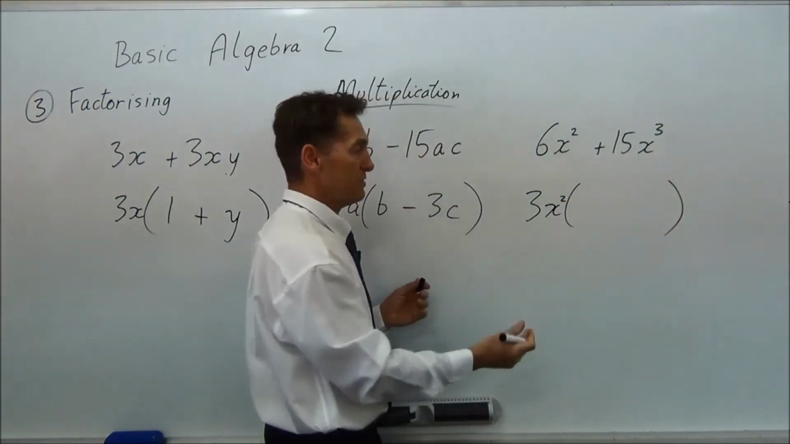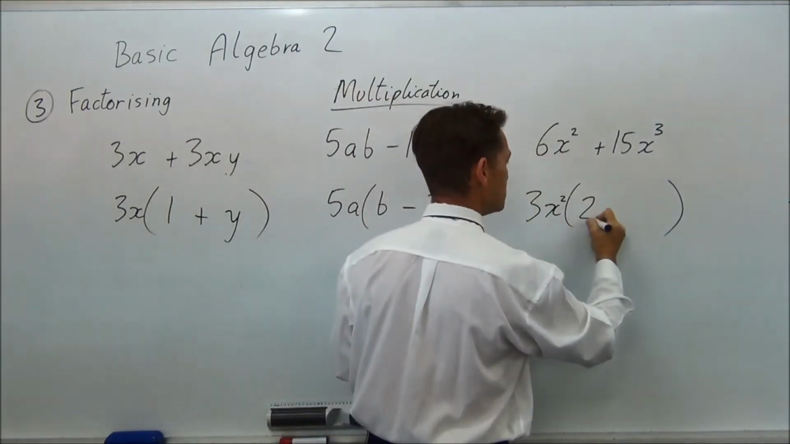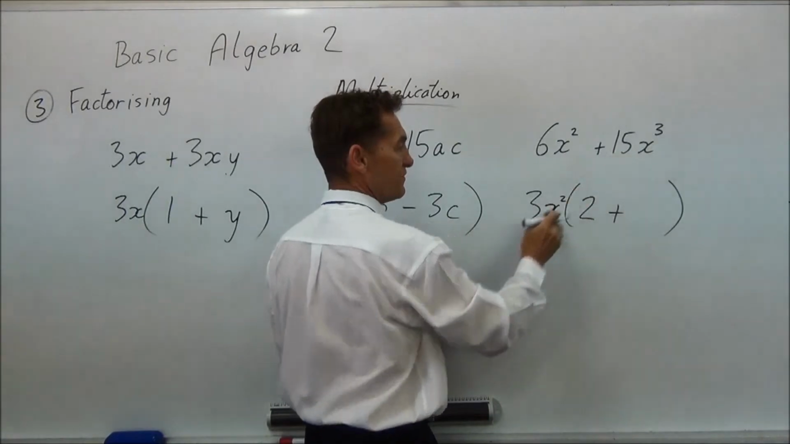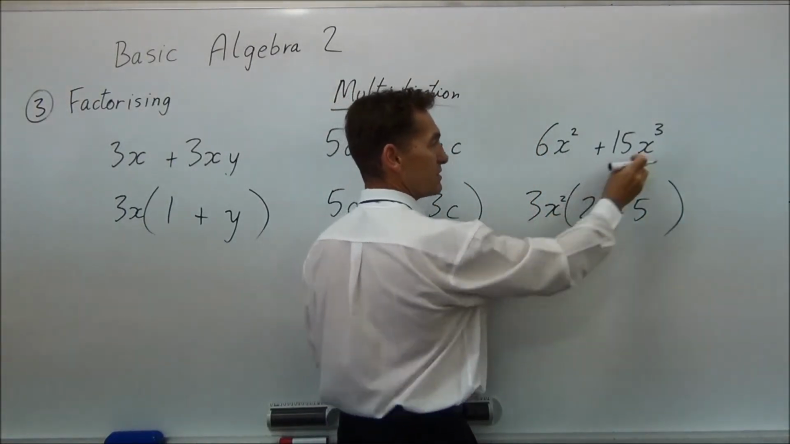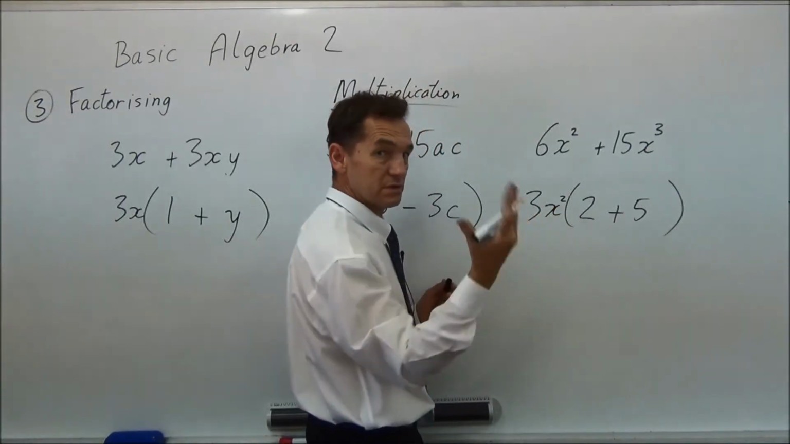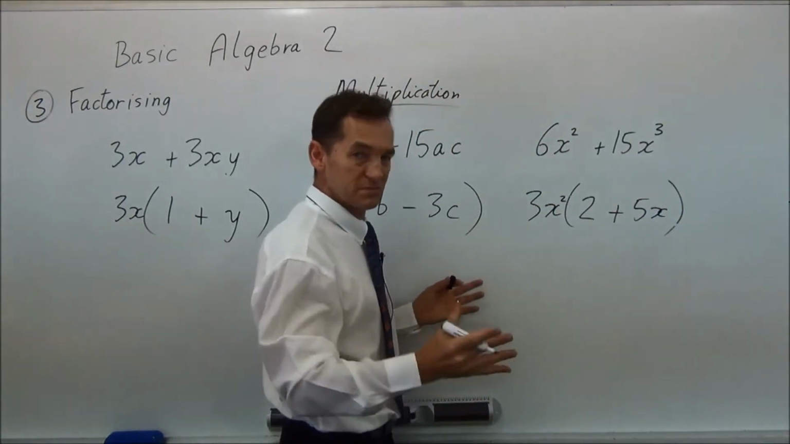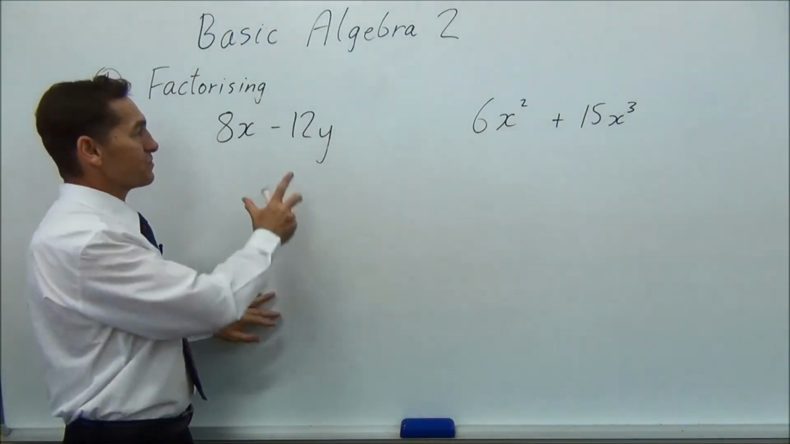And then what am I left with? Well, 3x squared times what is 6x squared? Well, times 2. My sign stays the same. 3 times 5 is 15. And now I've got x squared out. X squared times x is 15x squared. And you're done.